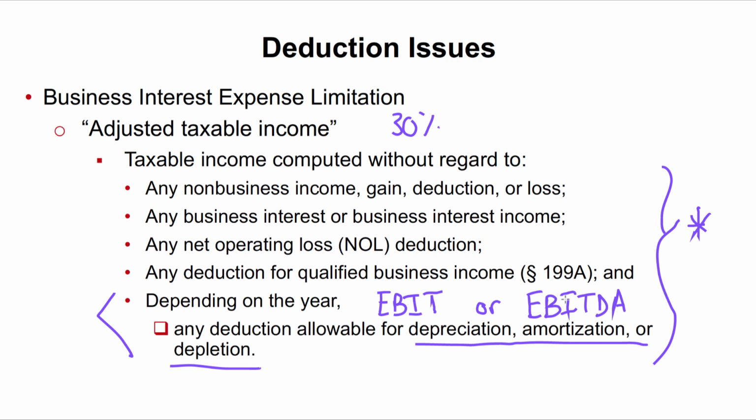Now, EBIT is going to be usually smaller than EBITDA because that means depreciation and amortization has been taken out, which you want EBITDA because 30% of EBITDA should be a larger number because it's before interest, taxes, depreciation. So here I have EBITDA because it's saying taxable income is computed without regard to, which means we do not subtract away depreciation, amortization, or depletion when we do EBITDA. But in future years, or depending on the year, it could be EBIT where we do take into account these things. Gotta pay attention. I want to bring that point to you.